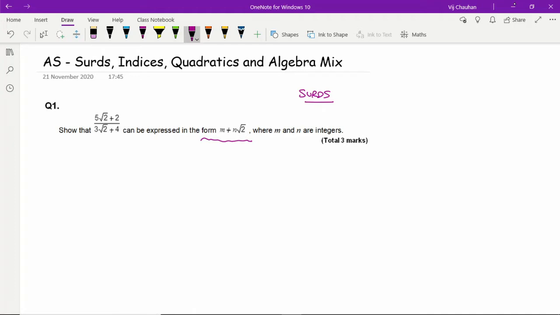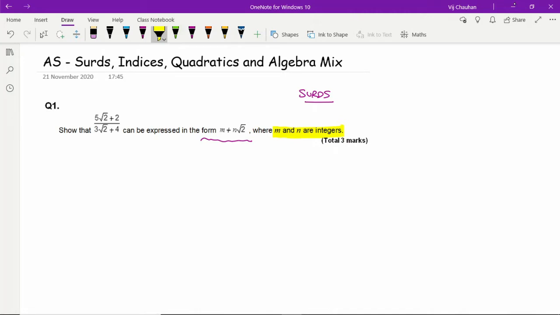Now the other thing to make a note of is the fact that it gives you some key information, that m and n are integers. So during this question, if you find that m and n are, let's say, decimal numbers or fractions, then you know you've definitely made a mistake somewhere, because like I said, they're supposed to be integers.